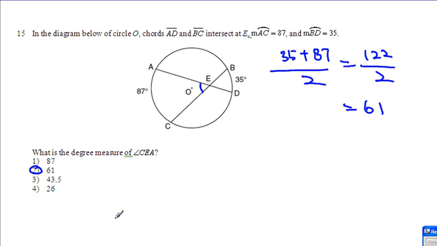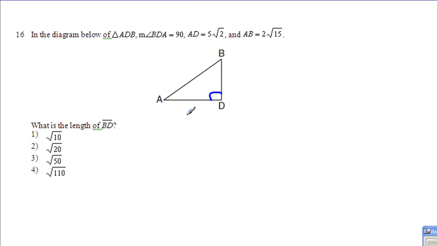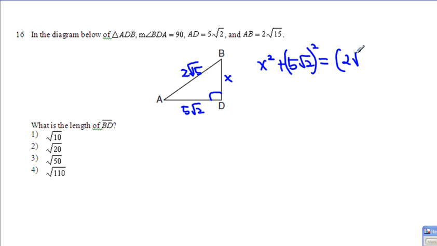Alright, so let us move on to number 16. Here we have this angle of 90 degrees. AD is equal to 5 radical 2, and AB is equal to 2 square root of 15. They're asking us to find BD. If you're to write up an expression here, the only thing we need is the Pythagorean theorem, so we have x squared plus 5 square root of 2, the whole thing squared, equals 2 square root of 15 squared. Now, x squared, we're going to just leave it this way.